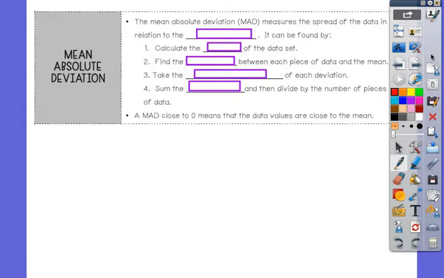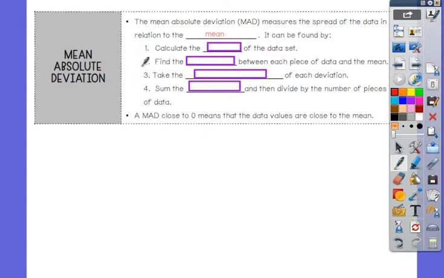Okay, to the back. We have mean absolute deviation, its abbreviation spelled MAD. Mean absolute deviation measures the spread of the data in relation to the mean. You will find that the steps to this are also on your little sheet that you picked up the other day.